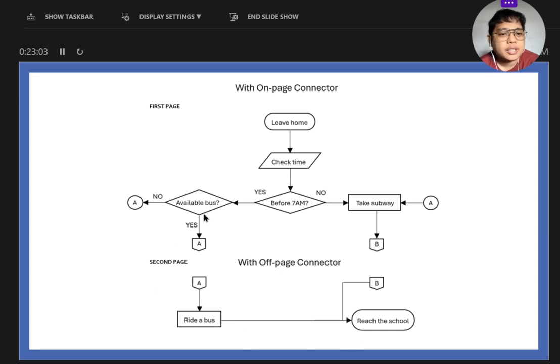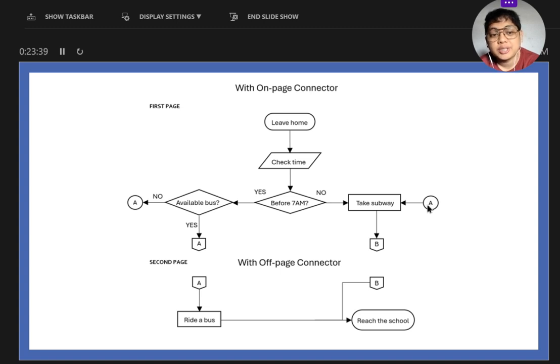However, if the decision here is, for example, that there is no available bus, what is your option? The next process, we are going to use this on-page connector. And of course, we have to write the letter A and find where that on-page connector letter A is. So as you can see, here is the on-page connector letter A. This means the next flow is here.